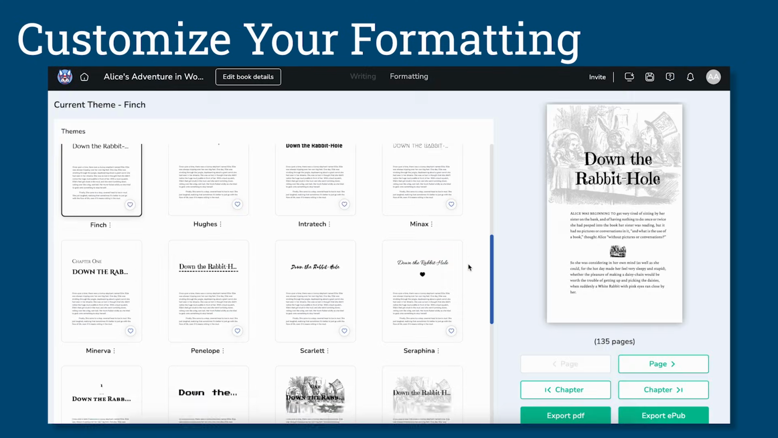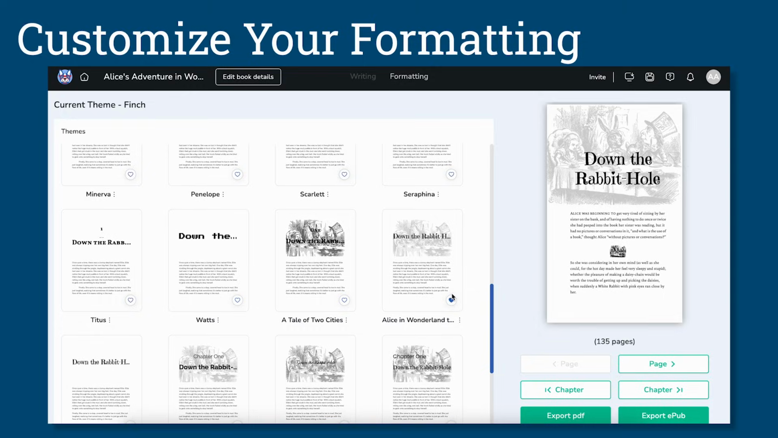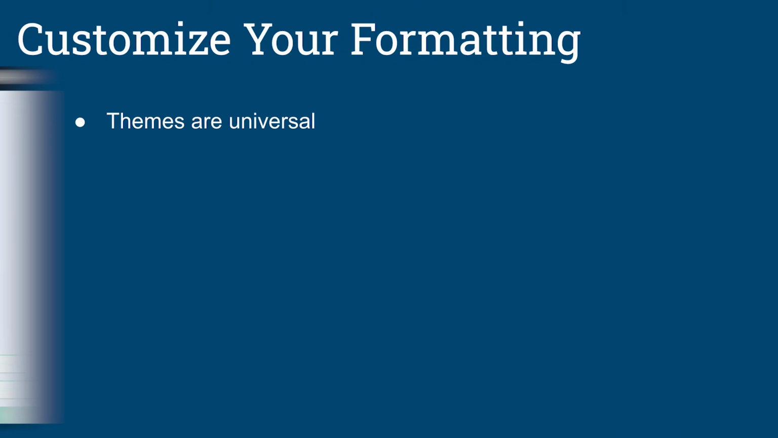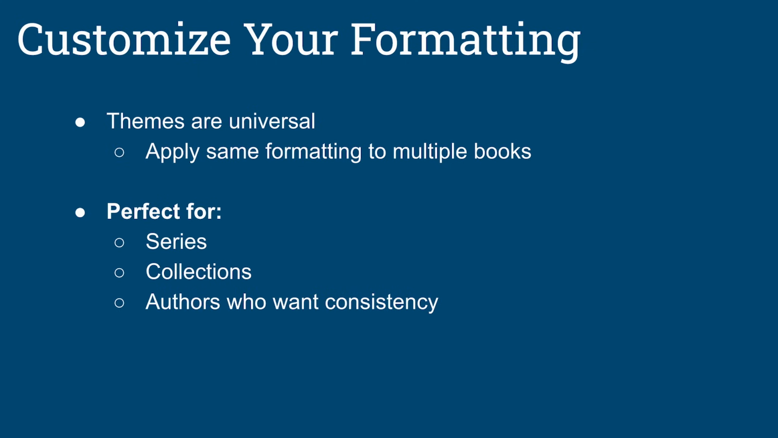You can also mark themes as favorites by clicking the heart icon in the bottom right corner of the theme preview. As themes are universal, just remember that you do have the ability to apply the same formatting to multiple books. This is perfect for series, collections, or authors who want a consistent look across all their titles, saving time and ensuring a cohesive brand.